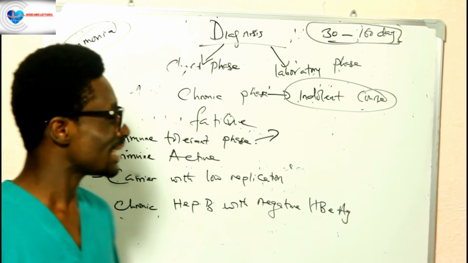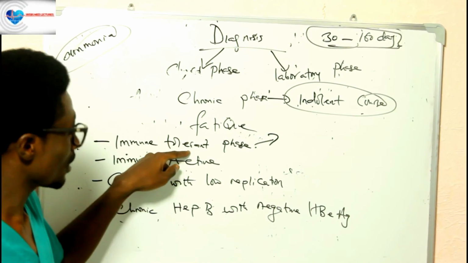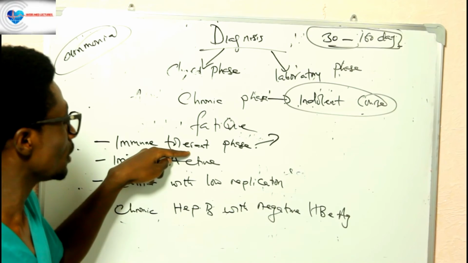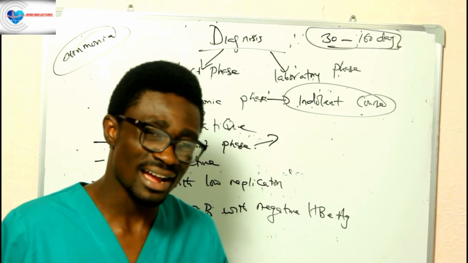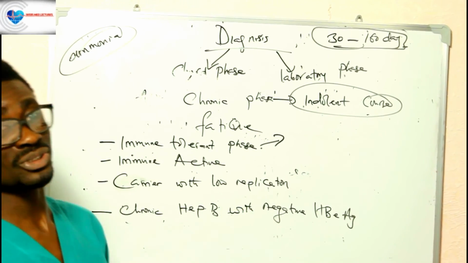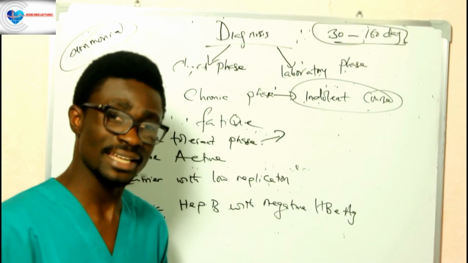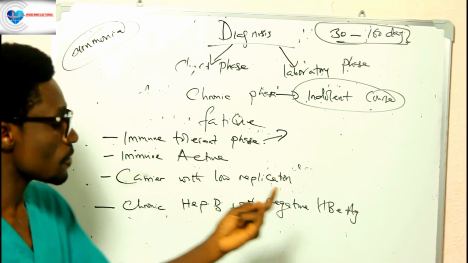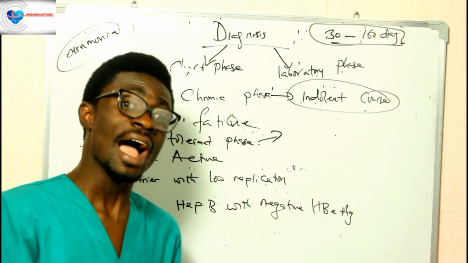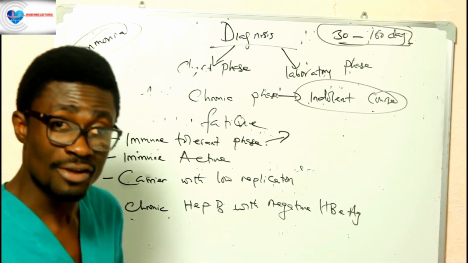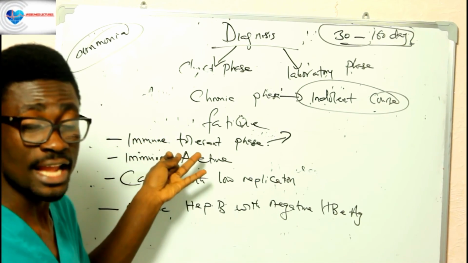You understand? Because at this point in time, the immune response is very low. And so, as a result of the low immune response to this particular virus, it now gives an opportunity for the virus to replicate. So in this phase, we have normal liver enzymes. We have high replication of the virus. It's characterized by viral replication, because the body is not making any effort to destroy it.